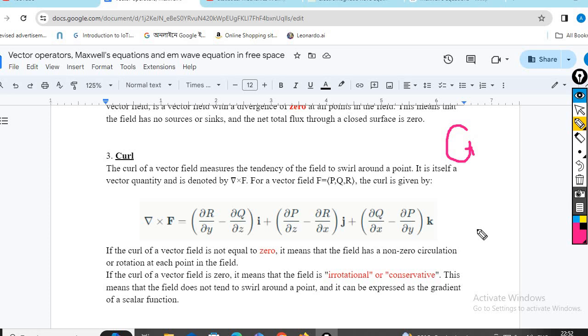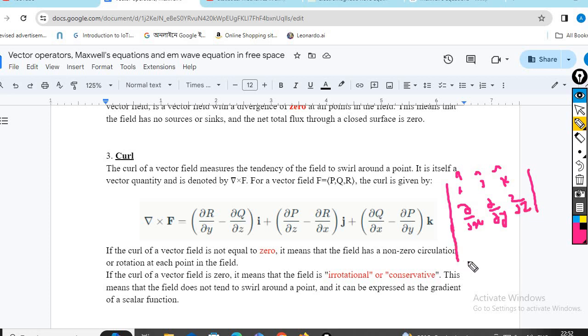This will be simply calculated mathematically by using the basic concept of a determinant. So one can give i j k, the directions. Then what you have to do? You have to give del del x, del del y, del del z.